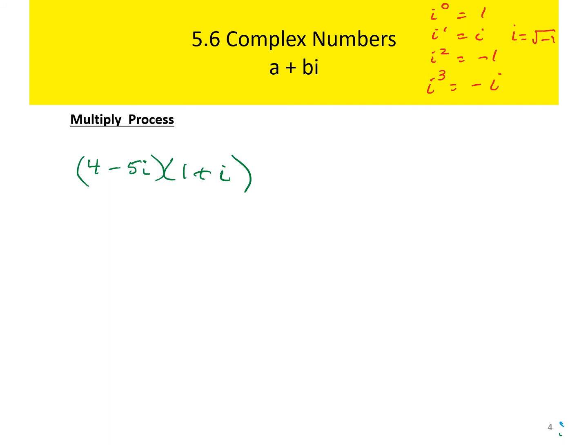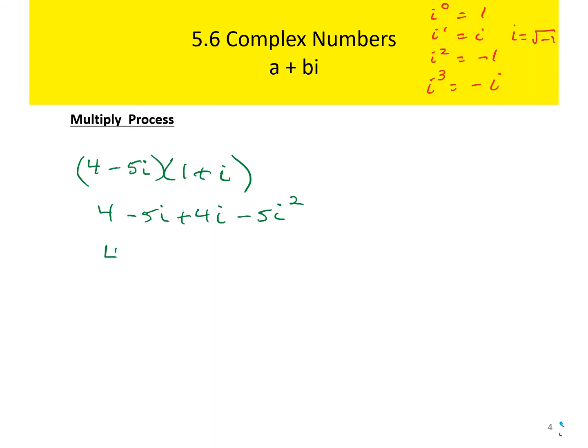You have two binomials. We've done this with x. You can either use a distributive property or you can go ahead and use FOIL. I'm going to use FOIL when I multiply. So I'm going to have 4 minus the 5i plus the 4i minus 5i squared. First, outer, inner, and last.